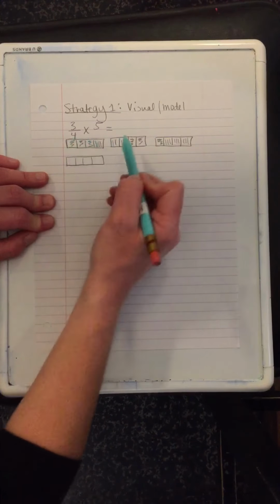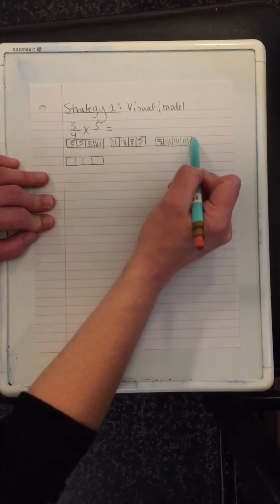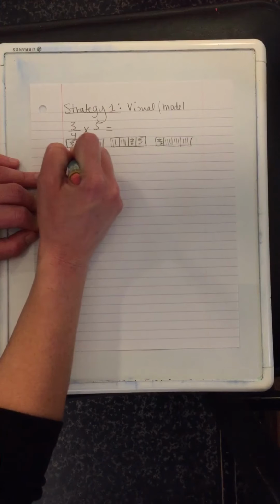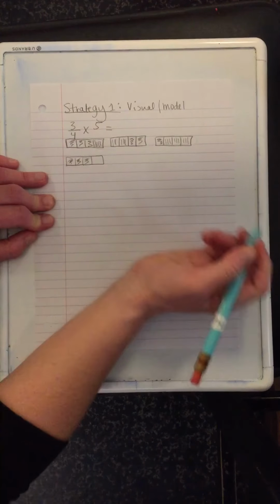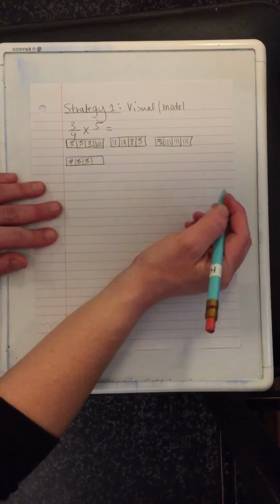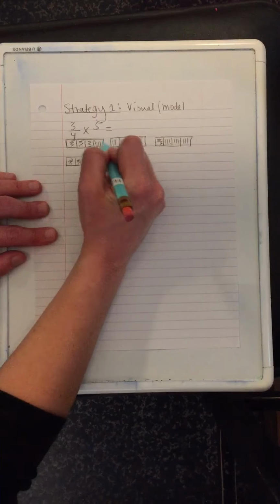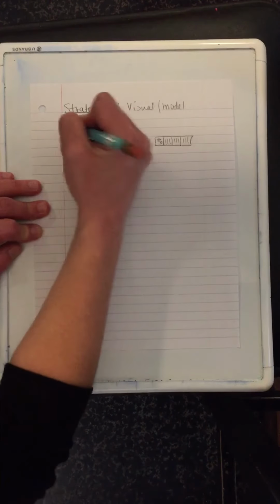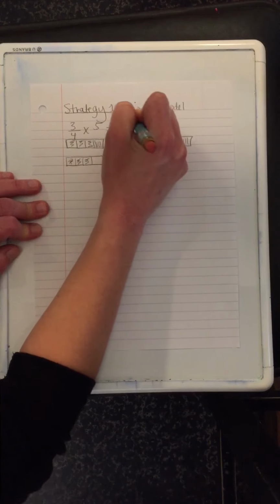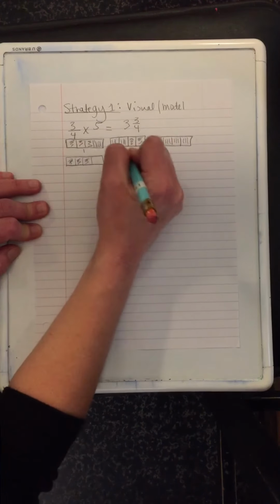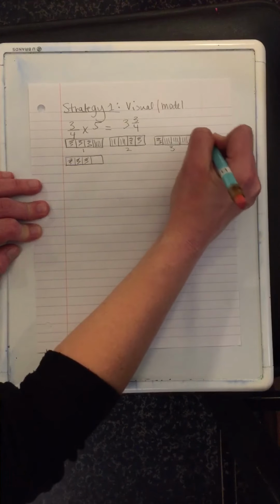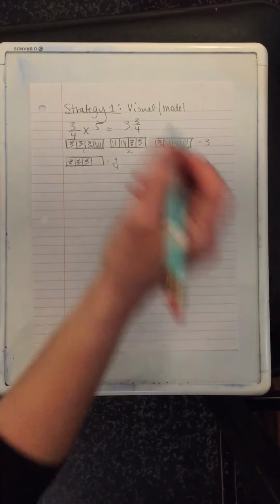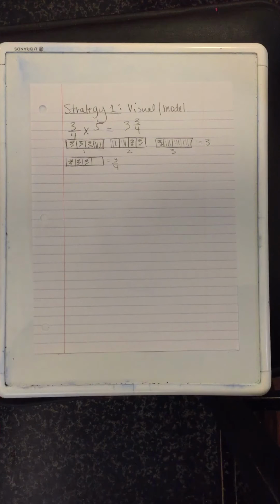So I have 1, 2, 3, 4. So I need one more to make 5. 1, 2, 3. All right, so now I can see that I have 1 whole, 2 wholes, 3 wholes, and then 3/4. So the answer to my problem is 3 and 3/4. So this would be 1 whole, 2 wholes, 3 wholes, which would equal 3 wholes. And then this is equal to 3/4. So my answer is 3 and 3/4.